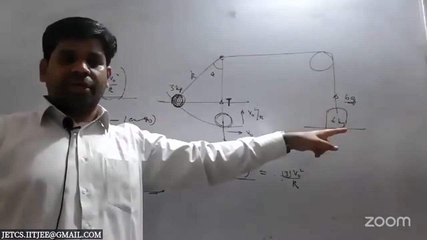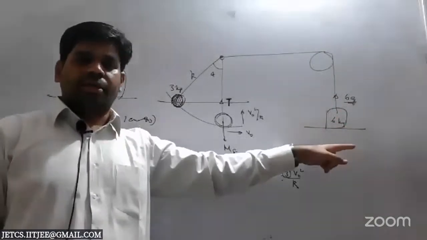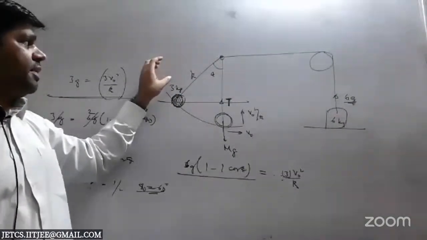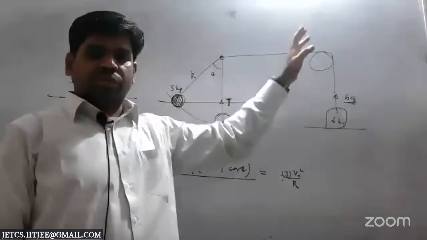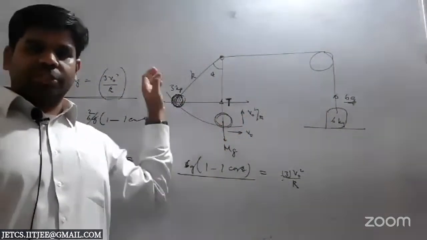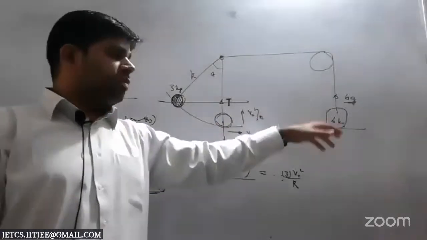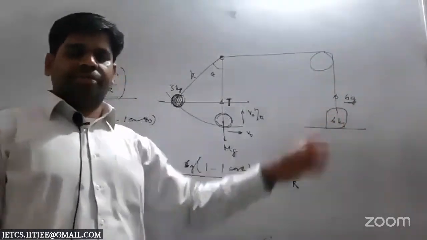Why do I say just get lifted up? Because normal reaction just becomes 0 then. If I release from any angle more than that, this will get lifted up before it reaches the bottom. Before this 3 kg ball reaches the bottom, this block will get lifted up.